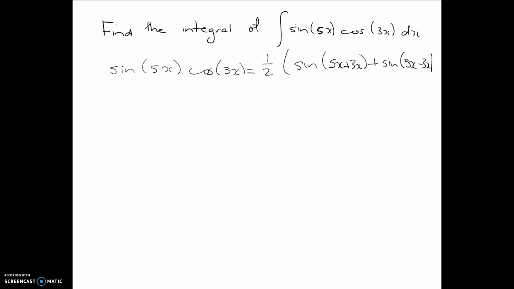Now I haven't done any calculus, I'm just using a trig identity to tidy things up. So I've got on my right hand side that this is half sine 8x plus sine 2x. So I've used trig to help me get to where I need to be, because now I need to find the integral.